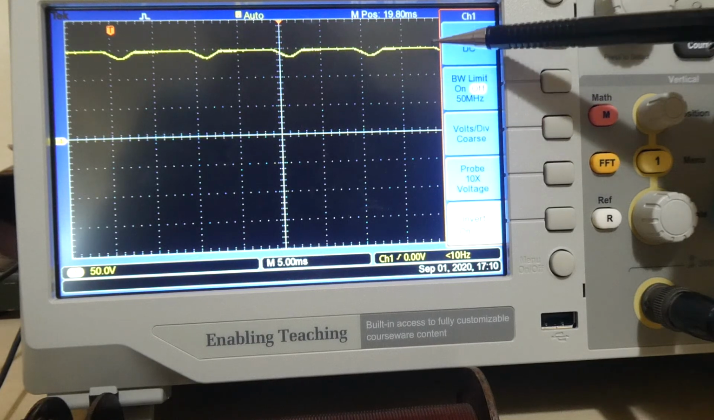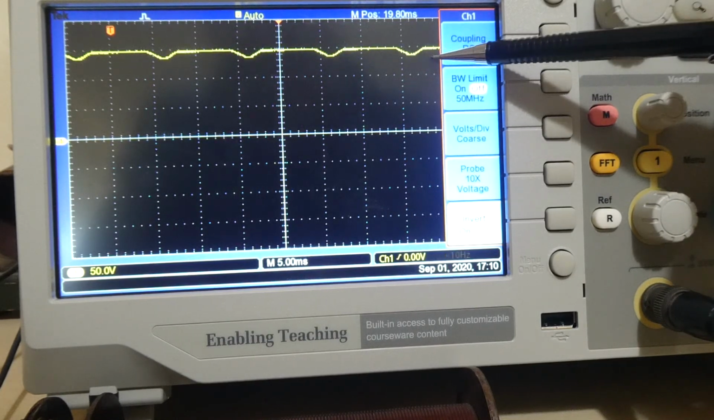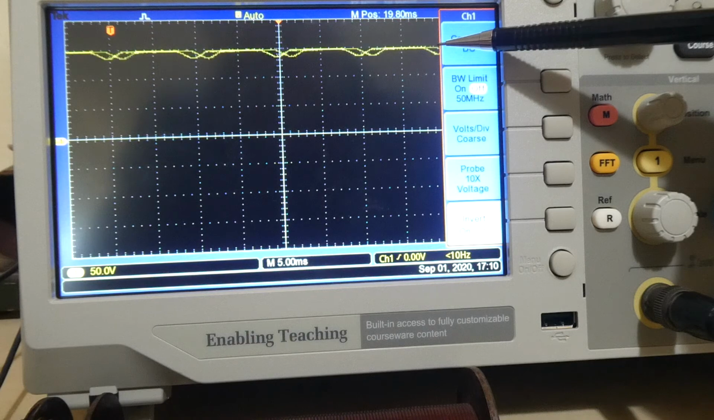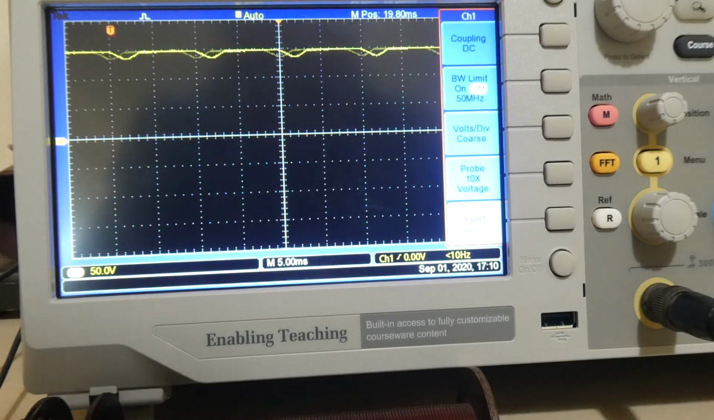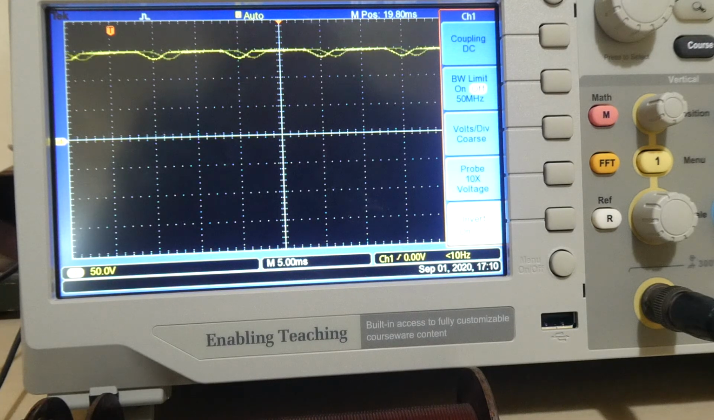So 5, 10, 15 and down a bit, and the little bumpy bits will take a little bit out of the DC voltage that we saw. So that's bringing us to the 14.9 volts that we recorded on the digital voltmeter.